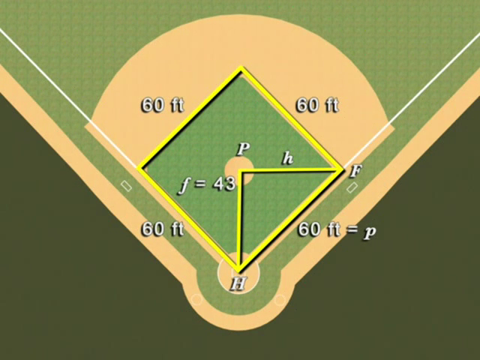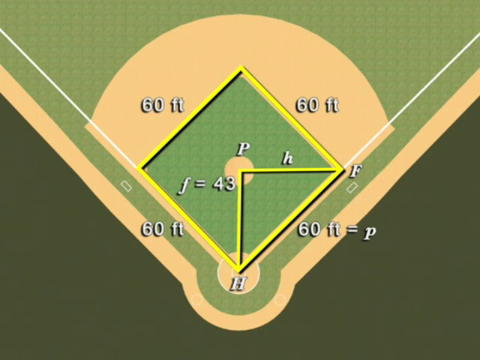H to P, that side is 43. That's the distance from home plate to the pitcher's mound. H to F is 60 feet. That will label P because it's opposite vertex P. Now, what about the angle at H in the triangle? Well, the line joining H and P bisects that 90-degree angle at home plate, doesn't it? So the angle at H is 45 degrees.